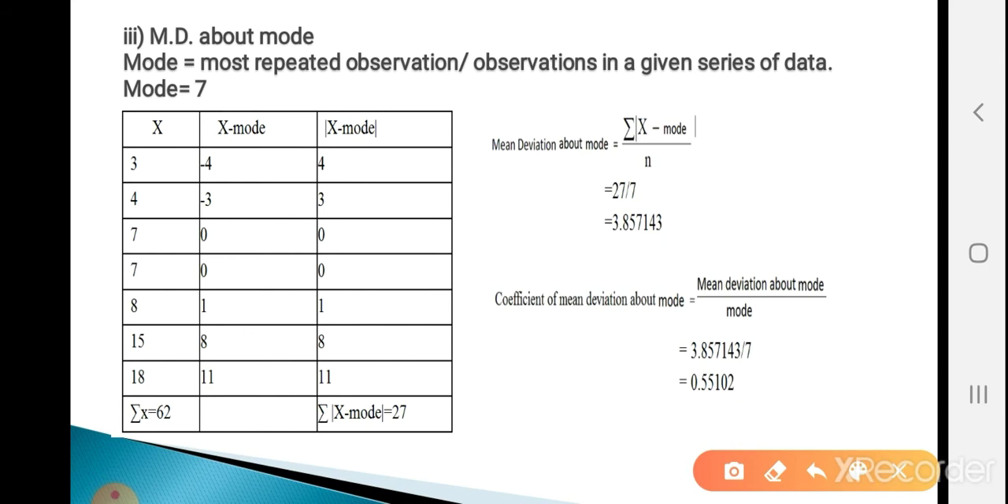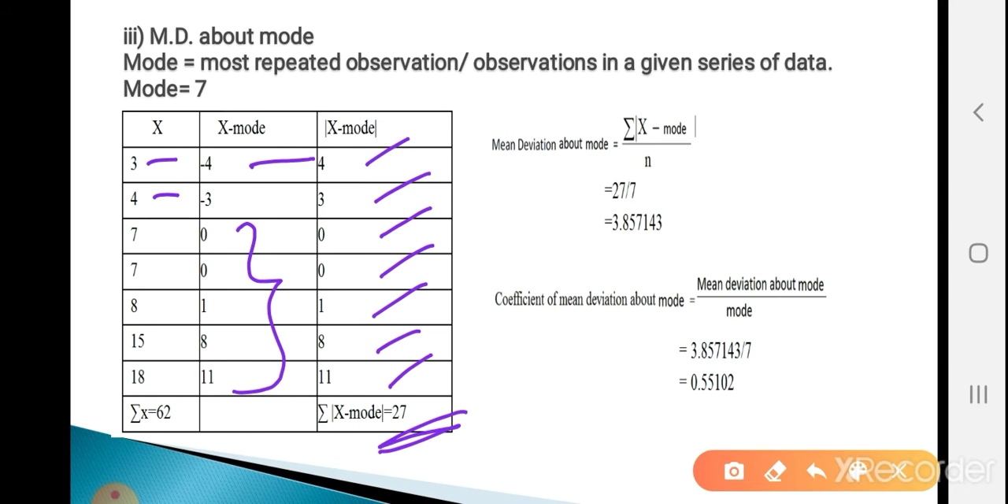See, here the mode value is 7. So subtract 7 from each value of x. So 3 minus 7 is minus 4. 4 minus 7 is minus 3. Similarly, calculate the remaining ones. Then take the absolute values of the x minus mode column. So minus 4 is 4, then 3, 0, 0, 1, 8, 11, and the last column total is 27.